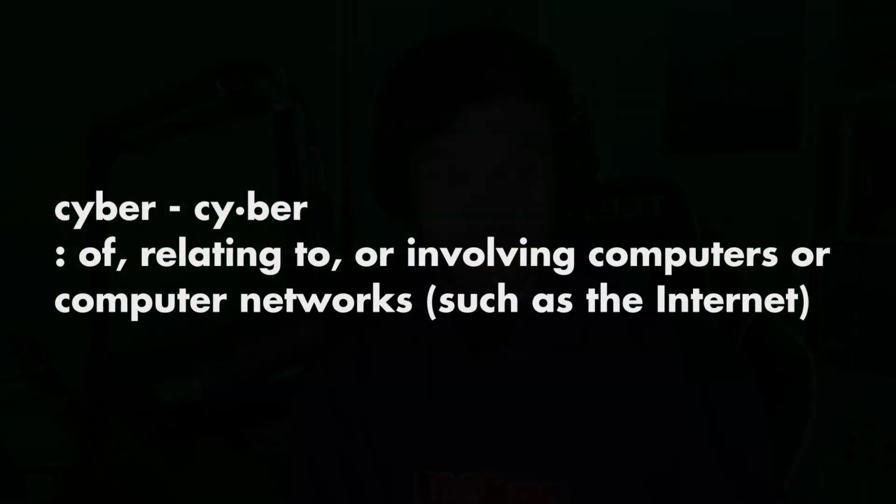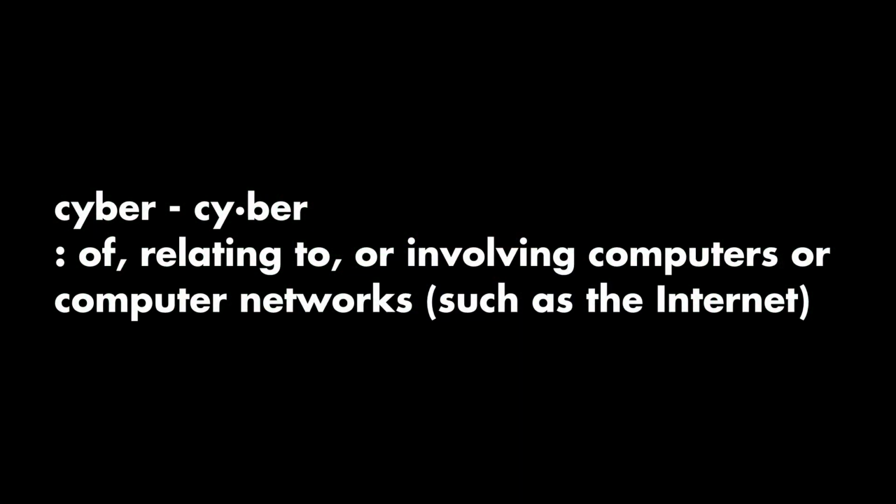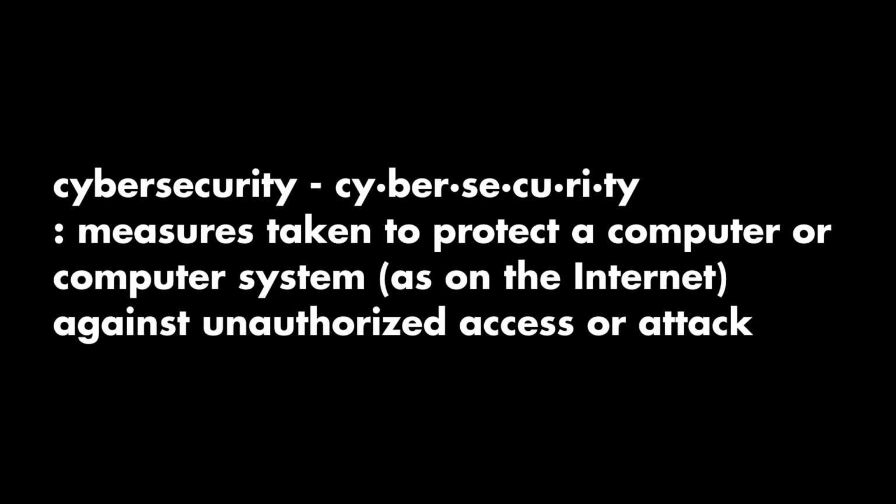So the first part, cyber, is defined as relating to or involving computers or computer networks such as the internet. The second part, security, has many definitions, but we'll go with the quality or state of being secure, such as freedom from fear or anxiety. Putting those words together, we get cybersecurity, also known as IT security. The definition is measures taken to protect a computer or computer system, as on the internet, against unauthorized access or attacks.